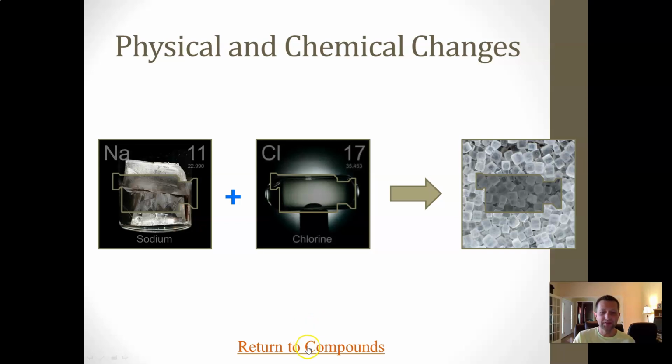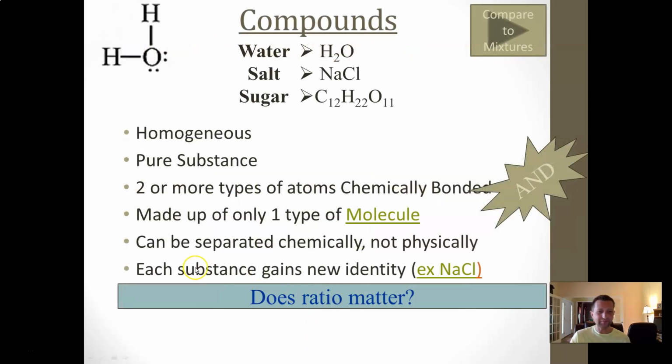Okay, so if we go back to compounds here, each substance gained a new identity when it was created, like the Na and the Cl came together to create salt. Amazing, right? How do you take two things that on their own could kind of kill you, then suddenly make something that is so common and safe, and you put on your food to make it taste better. That's one of the things I really love about chemistry and how and why that works. I think that's really interesting.